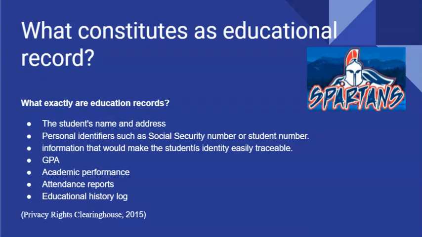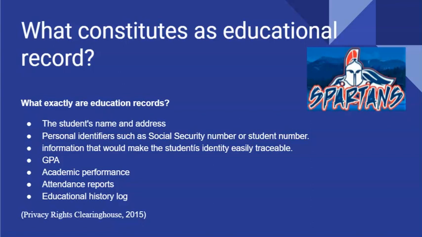So what constitutes an educational record? What exactly are educational records? It focuses on the student's name and address, and that of their family members, their parents, and so forth. There are personal identifiers such as a social security number or student number, and information that would make the student's identity easily traceable. You have your GPA, academic performance, attendance reports, and educational history log.